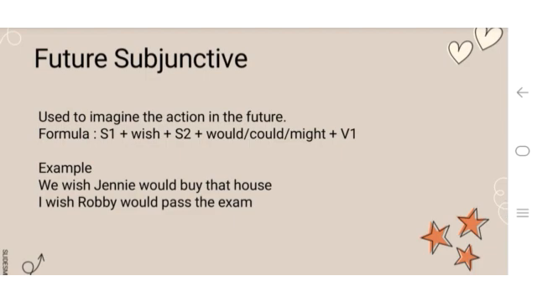Alright, now there are some types of subjunctive. The first is future subjunctive. It is used to imagine the action in the future. The formula is subject first plus wish plus subject second plus would or could or might plus verb 1. For the example, we wish Jenny would buy that house. Second example, I wish Robbie would pass the exam.